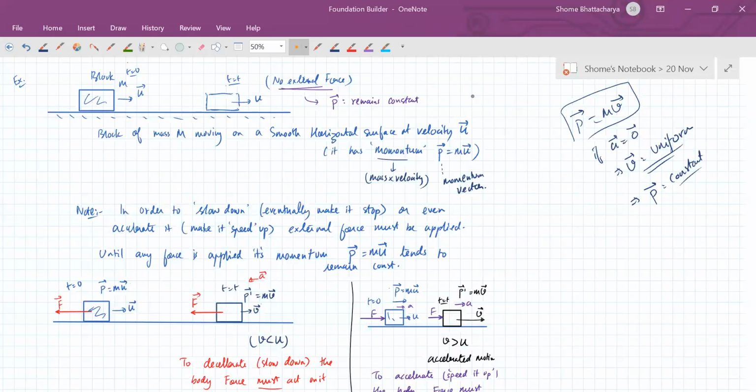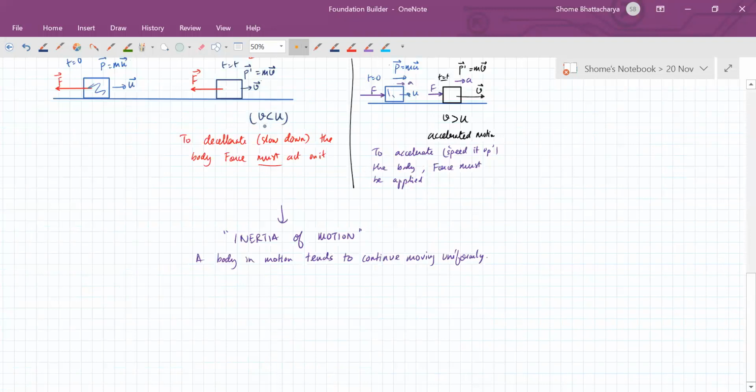Got it now? But if I'm applying force on the body, either I'm applying the force opposite to the momentum or in the same direction as the momentum. If I'm applying it opposite, this force will tend to decelerate the body. Now see how the acceleration vector is pointing. It's pointing opposite to the velocity vector, so it will cause the velocity to decrease in magnitude. It will cause a deceleration. Whereas if I apply the force in the same direction, it will cause an acceleration. We tend to accelerate the body.